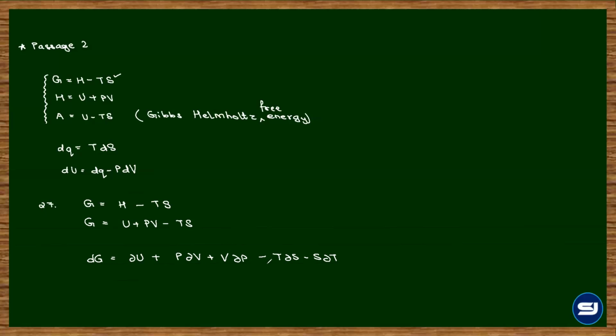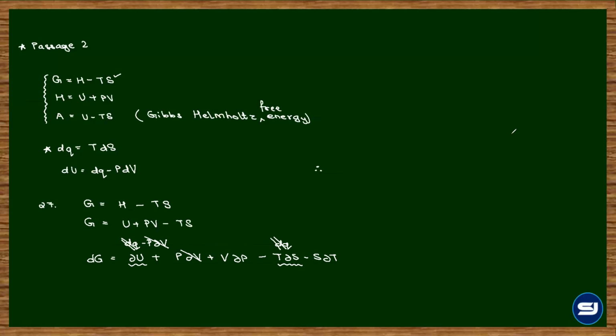T delta S. What's that? Delta DQ. G minus delta... DQ. That is dq, and in place of du I can write delta Q minus PdV. dq minus pdv, pdv gone, this dq and this dq also gone.